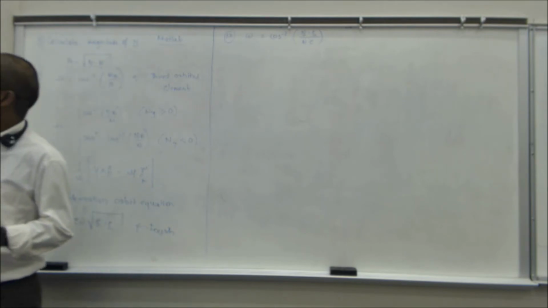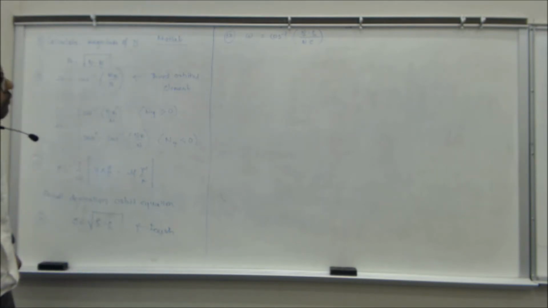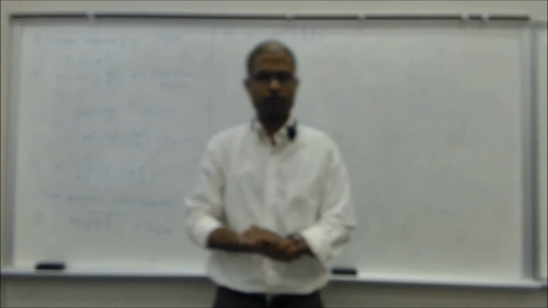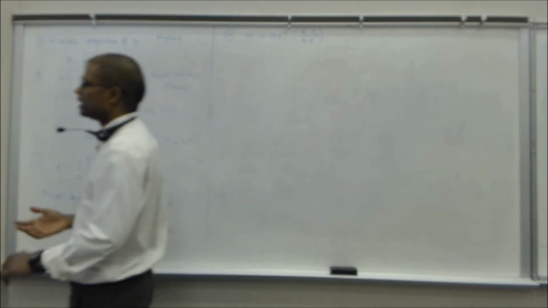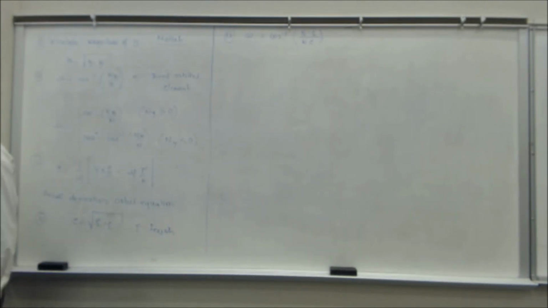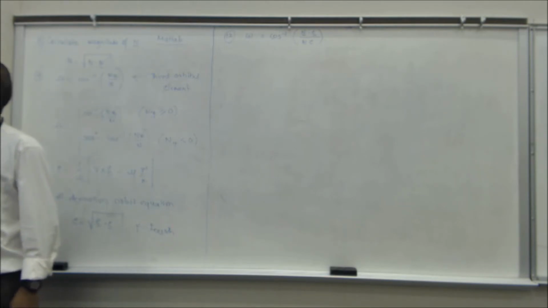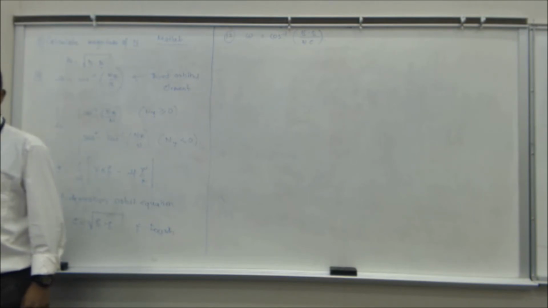What is the eccentricity vector? Which direction is the eccentricity vector here? I told you guys last class. The eccentricity vector, E, is always in the periapsis or perigee direction. If you look at this figure, this is that eccentricity vector. The perigee direction is the eccentricity vector.